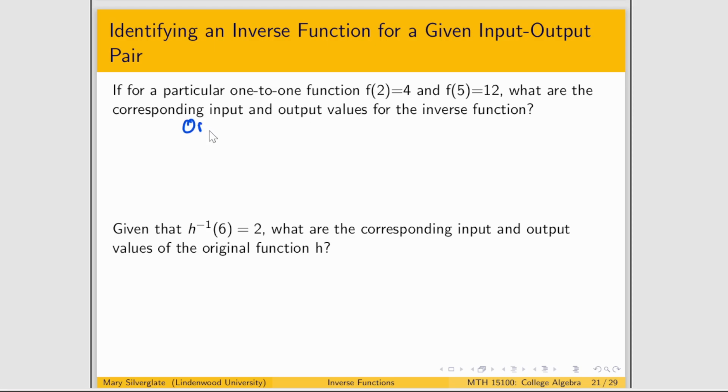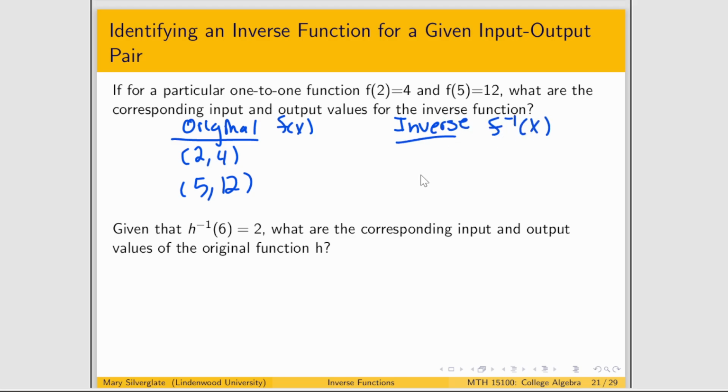So on the original, in function notation, they just told you that the points 2, 4 and 5, 12 exist on the function f of x. So what about on the inverse? Go ahead and pause your video and see if you can write those down. That would mean that I would also have the points 4, 2 and 12, 5. And if I were to note that in inverse function notation, that would be the inverse function evaluated at 4 is 2, and the inverse function evaluated at 12 is 5.